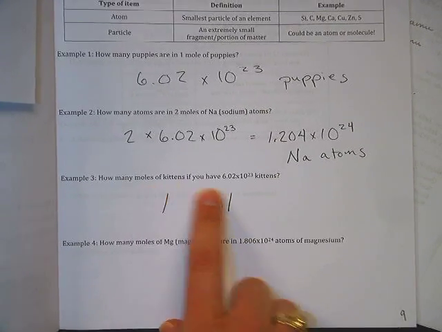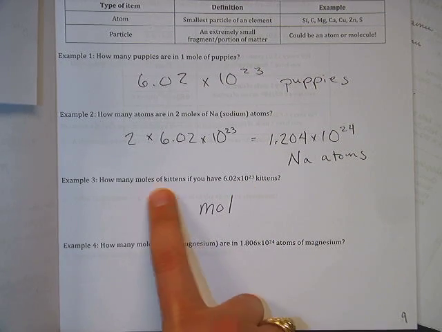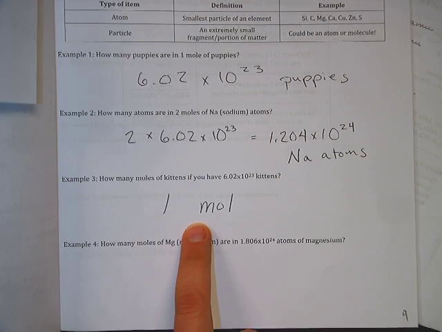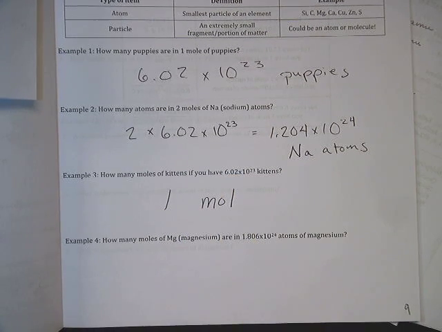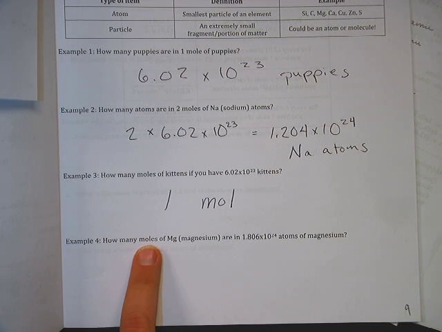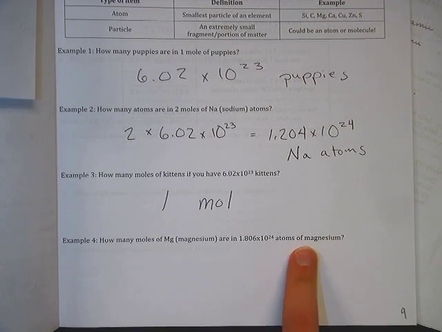Then in example 3, we said if you have 6.02 times 10 to the 23rd kittens, how many moles of kittens is that? That's 1 mole. And again, that's a pile of kittens about the size of the moon. And then example 4 says how many moles of magnesium are in 1.806 times 10 to the 24th atoms of magnesium. There's a specific way we're going to answer this question.